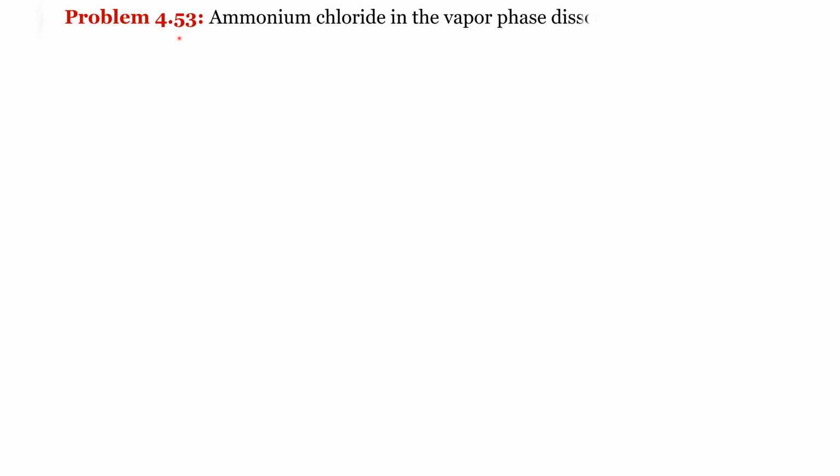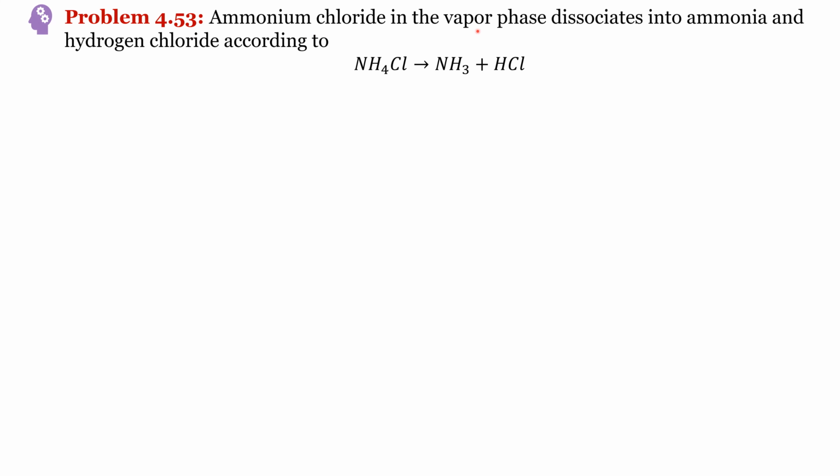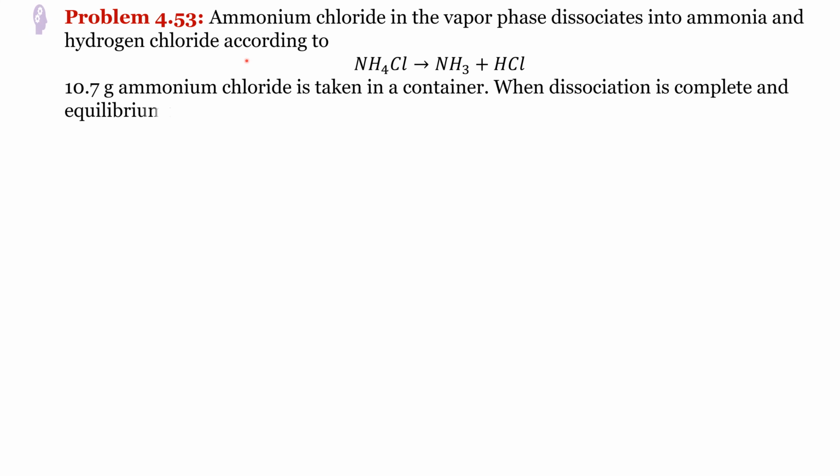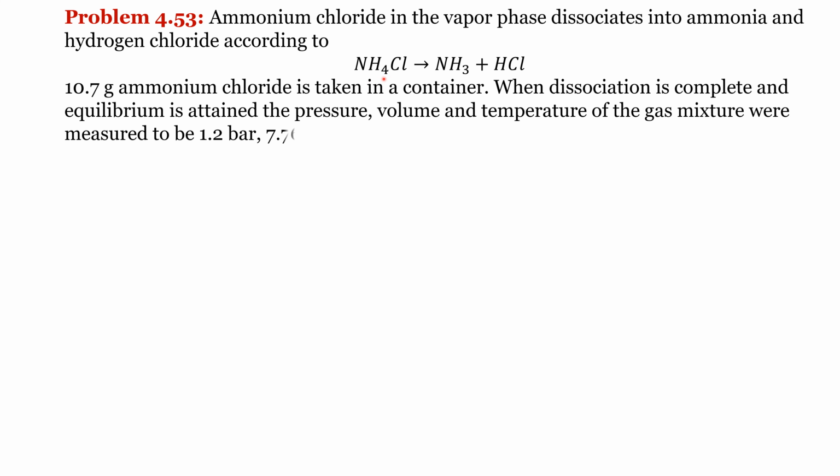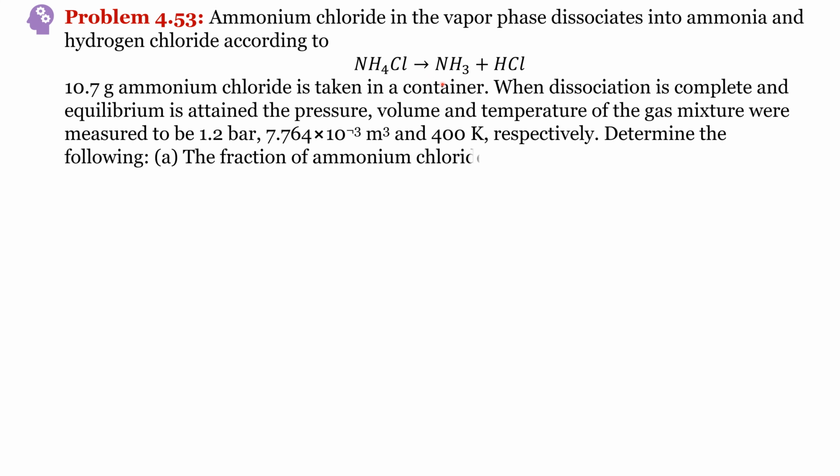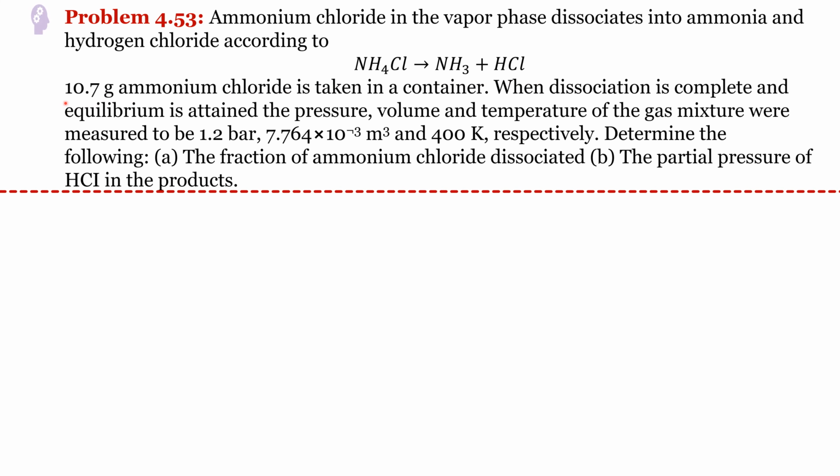Problem number 4.53. Ammonium chloride in the vapor phase dissociates into ammonia and hydrogen chloride. So it is given that NH4Cl is dissociating into NH3 and HCl. Initially, 10.7 gram ammonium chloride is taken in a container.